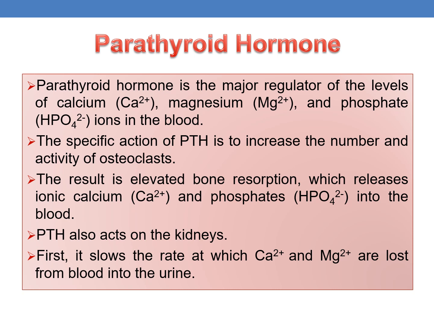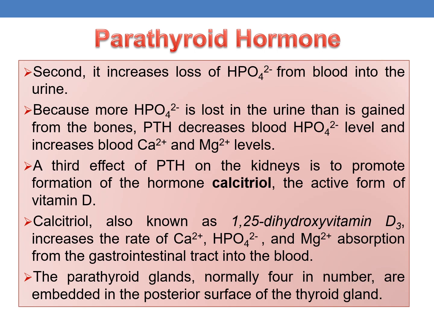PTH also acts on the kidneys. First, it slows the rate at which calcium and magnesium are lost from the blood into the urine. And second, it increases the loss of phosphate ions from the blood into the urine. Because more phosphate is lost in the urine than is gained from the bones, PTH decreases the blood phosphate level and increases the blood calcium and magnesium levels. So simply put, parathyroid hormone decreases blood phosphate levels and increases blood calcium and magnesium levels.